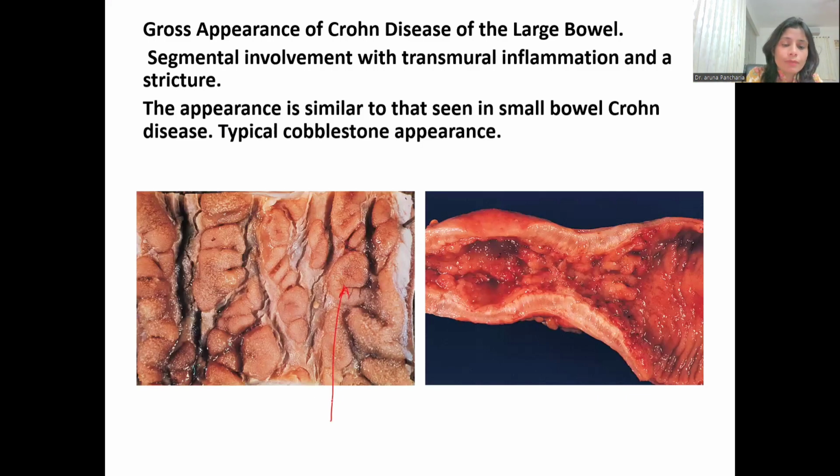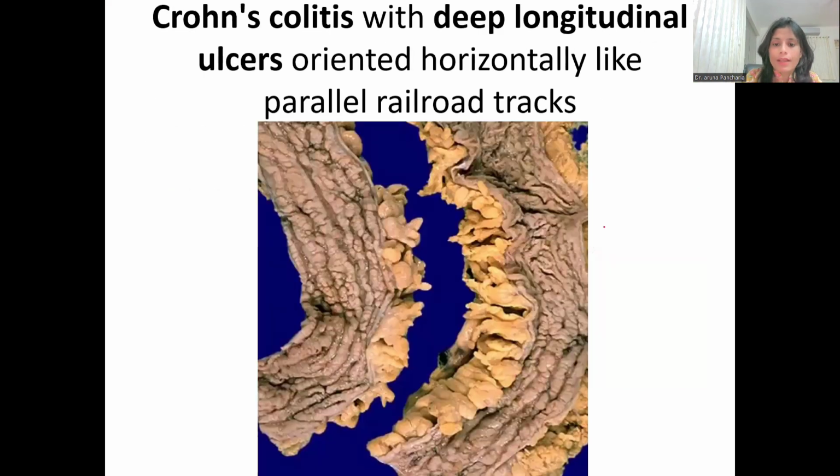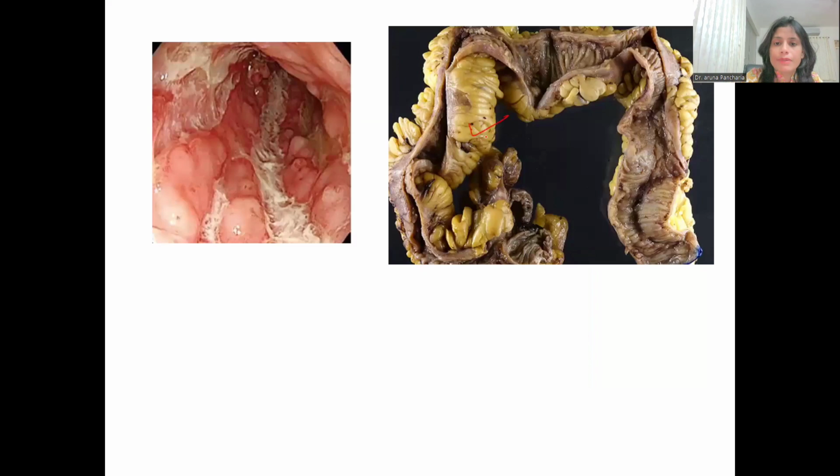This is normal mucosa, and this is protruding, so this is cobblestone appearance, and this is narrowing, stenosis. And this is a diagram of the longitudinal ulcer. And here this is creeping fat. So fat is wrapping around the serosa. And this is an endoscopic view of the ulcer, longitudinal ulcer, and these are the cobblestone appearance.